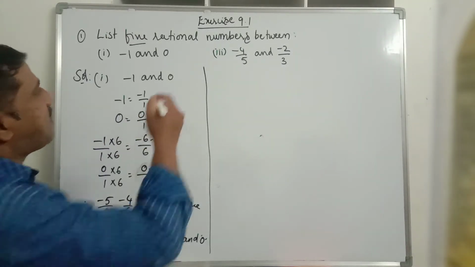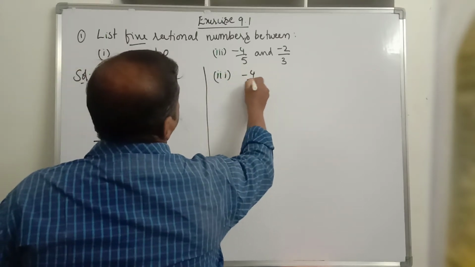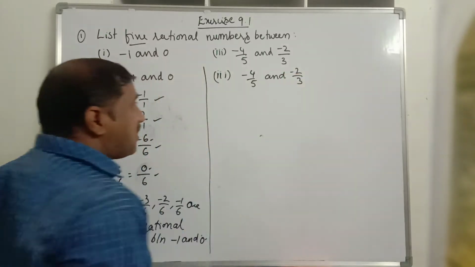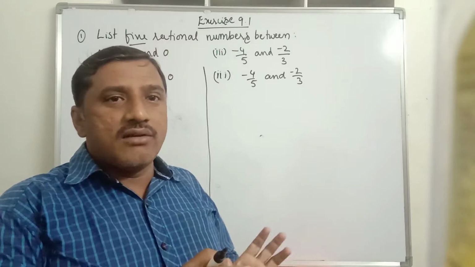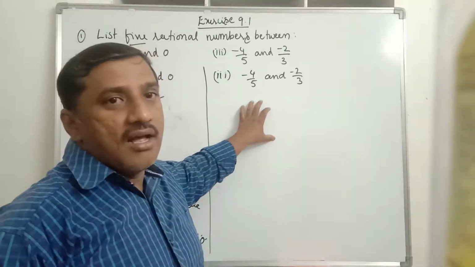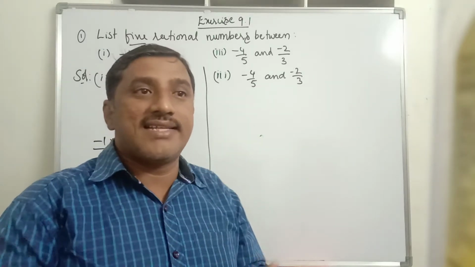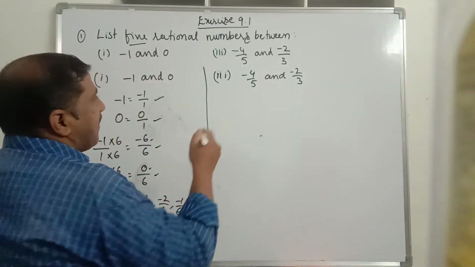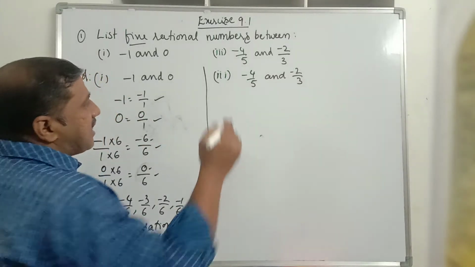Now we will discuss the third one. The two rational numbers are -4 by 5 and -2 by 3. See these denominators, 5 and 3. That is, there are two different denominators. First convert them to like rational numbers, that is, their denominators should be equal, like what we discussed for fractions. So find the LCM of 5 and 3. 5 and 3 are both prime numbers. Therefore their LCM is their product, 5 into 3, which is 15.